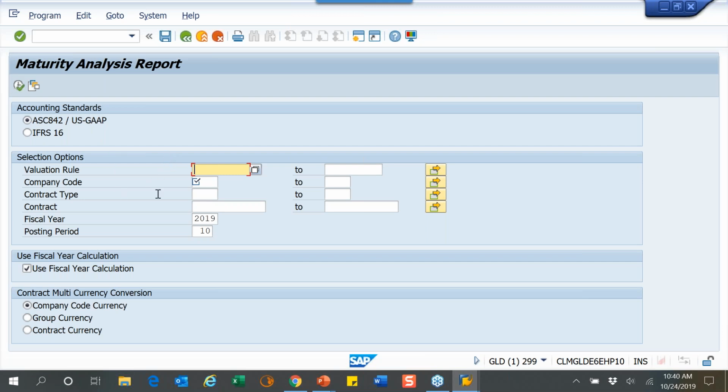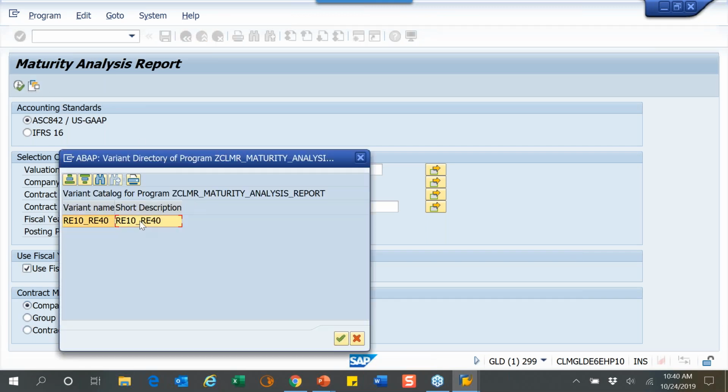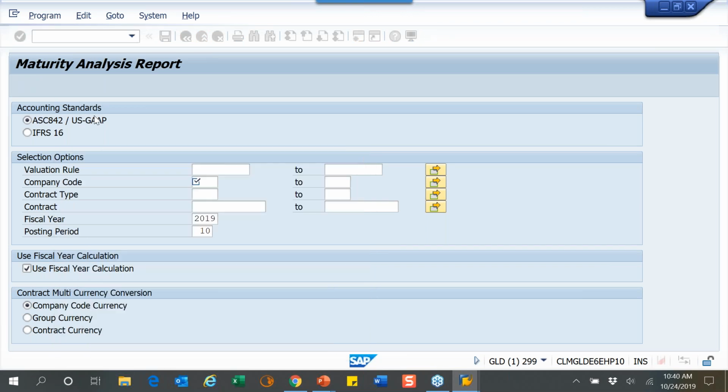Same, again, you have your selection criteria, your calendar criteria, and then your currency criteria. Go ahead and just select a variant for this. And this one's going to look much more familiar to you. And I'm going to go ahead and turn this over to Julio.